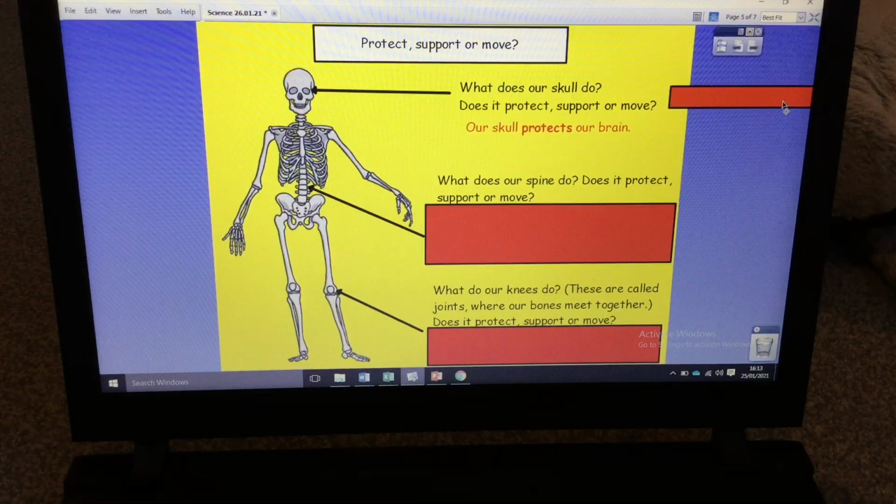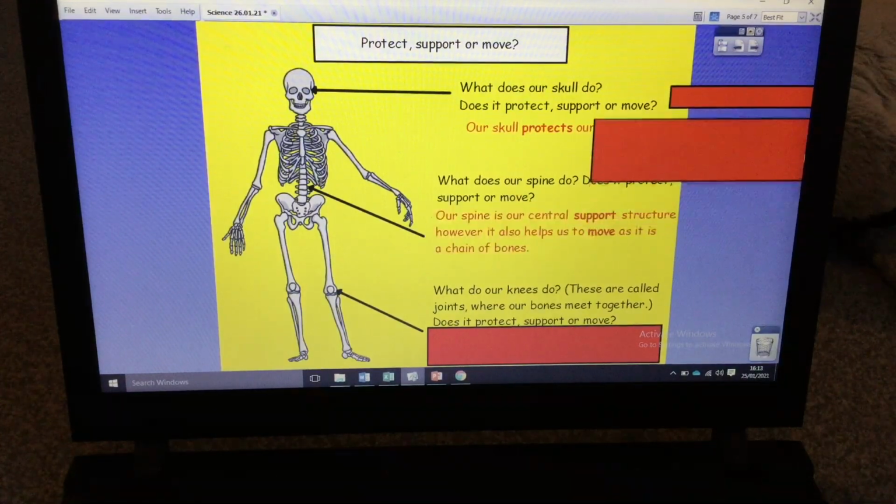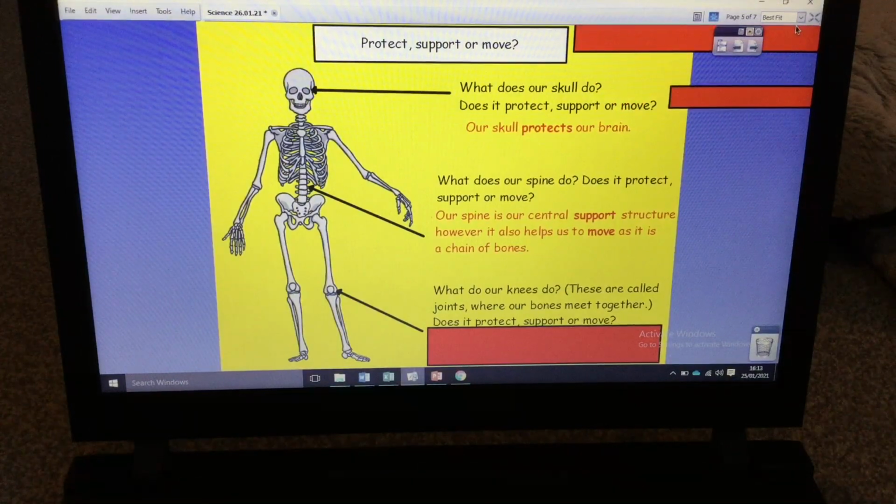Okay, what about our spine? Is it our spine's job to protect, to support, or to move? Pause the video now and have a think. Our spine is our central support structure. However, it also helps us to move as it is a chain of bones. So our spine is really, really important to support our body. It goes all the way from our hips up to the very base of our neck. That helps us to stand up straight. It helps us to stand at all. But it also helps us to move around.